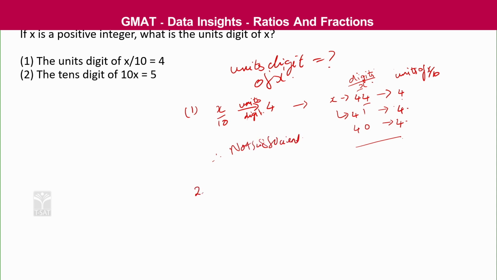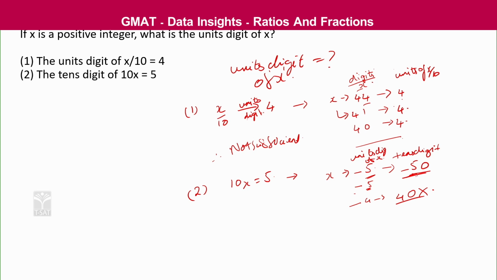Now, let us look at statement 2. Statement 2 says that the tens digit of 10x is equal to 5. So, definitely then x should have units digit 5. Only then can the tens digit be 5, that is, 10x equals 50. The tens digit can be 5 only when the units digit of x is equal to 5. If the units digit is anything other than 5, let us say it is 4, then 10x will become 40, which is not correct. So, the units digit of x will always have to be 5 from this.